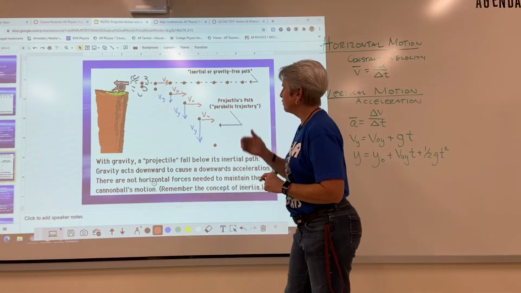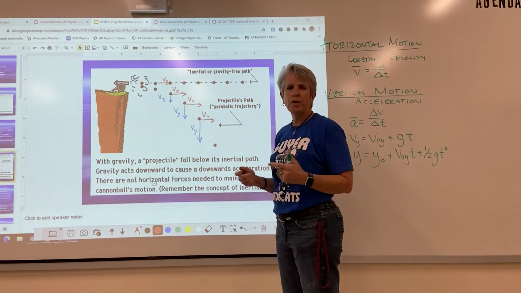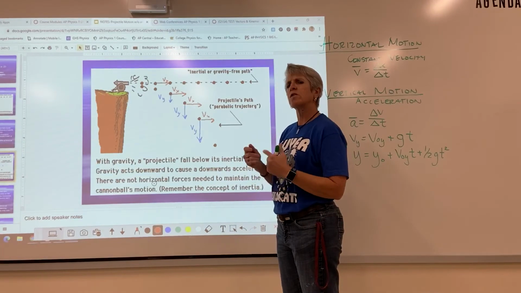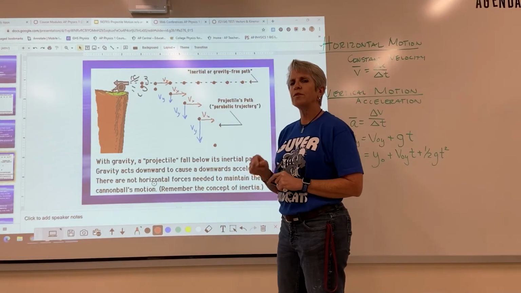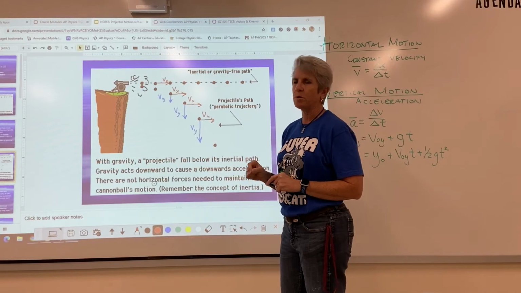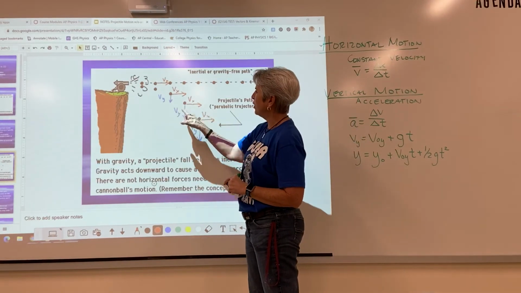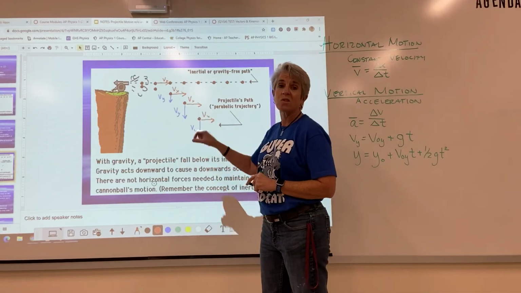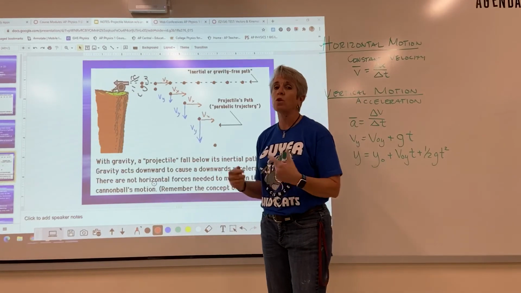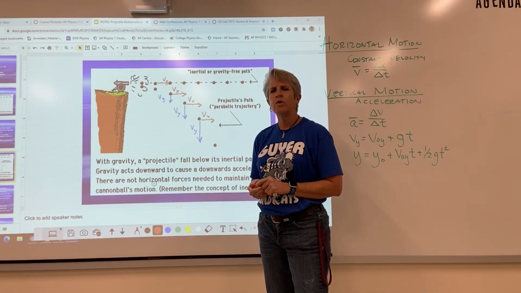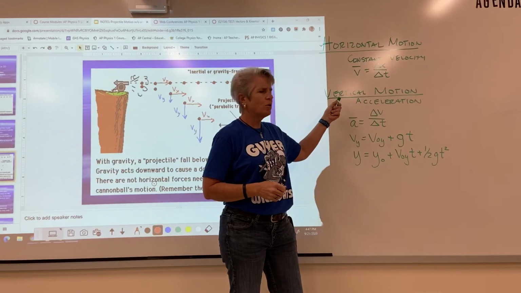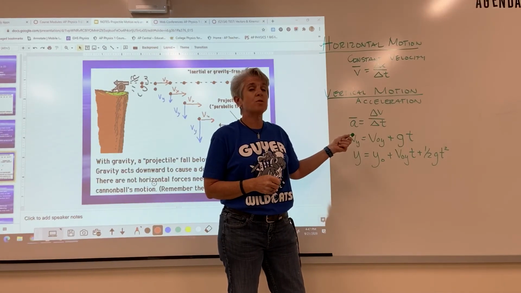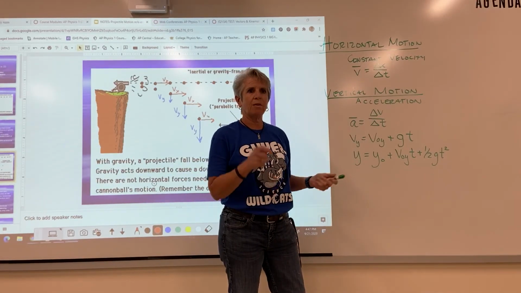And then the vertical piece is under the influence of gravity. So this is accelerated motion. We call this component V with a little subscript Y. So the vertical component, you can see, increases as the projectile is in the air for longer amounts of time. So we have to use vertical motion rules to help us describe the motion of a projectile with the vertical piece.